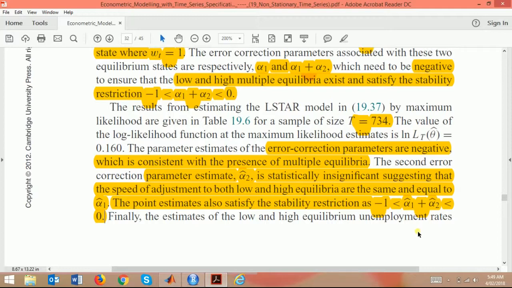Then we are going to look for which parameter is significant and which are not. Whatever are the significant parameters, for example in this case alpha 1, then we know the speed of adjustment for both the low and high equilibria points is basically alpha 1. Okay.